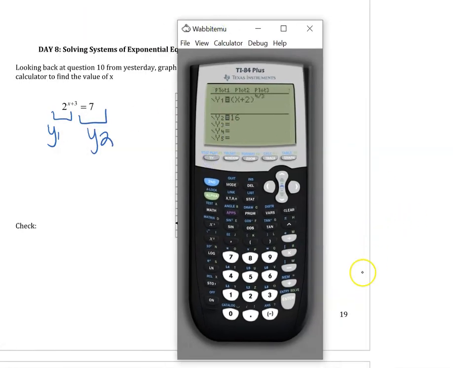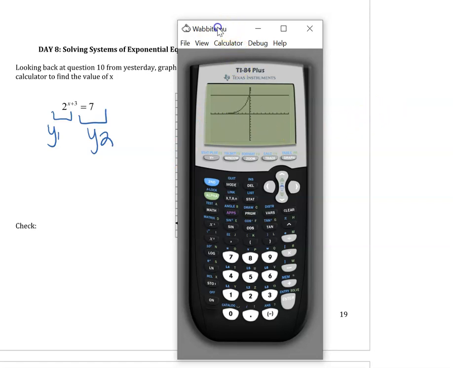All right, let's see. Clear. Okay, so I got 2 to the x plus 3 and 7. Now if I do a zoom 6, that should give me a decent window here. So here is my exponential growth function that's been shifted to the left 3 units, and there's y equals 7.